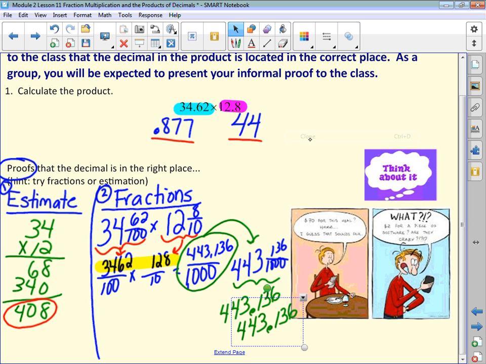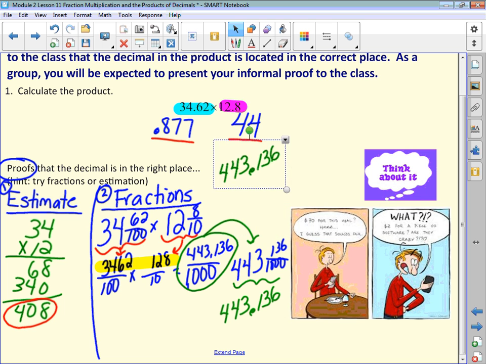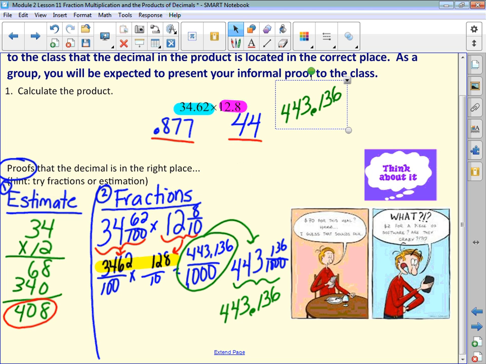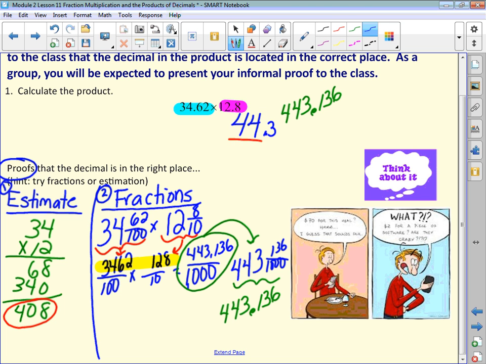That's my product. Is that close to either one of these answers? No. So my two different proofs show that my answers are wrong. My products are wrong. This product is way off. This product looks like the decimal was probably just in the wrong spot. I bet if they continued writing their answer, it would look like that. So it looks like the decimal was in the wrong spot.